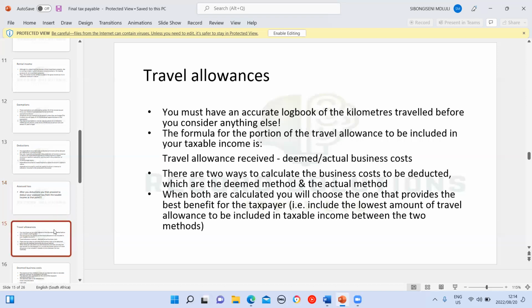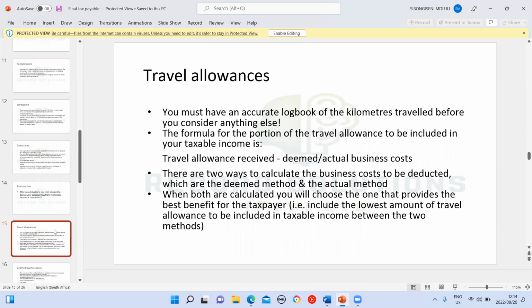And then we're going to the travel allowances. Before anything else, you must have an accurate logbook of the kilometers traveled before you consider anything else. You see what I mean? The formula for the portion of the travel allowance to be included in your taxable income is the travel allowance received throughout the year minus deemed or actual business costs.